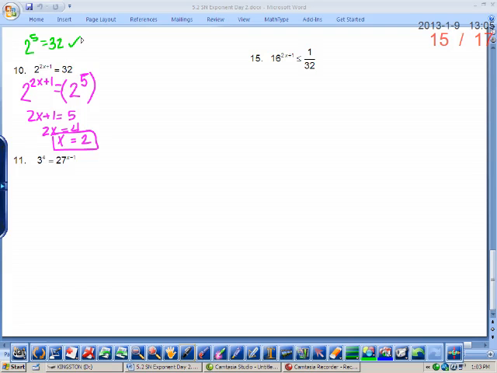Alrighty, let's look at number 11. How could we rewrite 27 with a base of 3? 3 cubed. 3 cubed is 27, right? Well, 27 was being raised to the x minus 1 power. So now 3 cubed is being raised to the x minus 1 power because you just replaced 27 with 3 cubed.